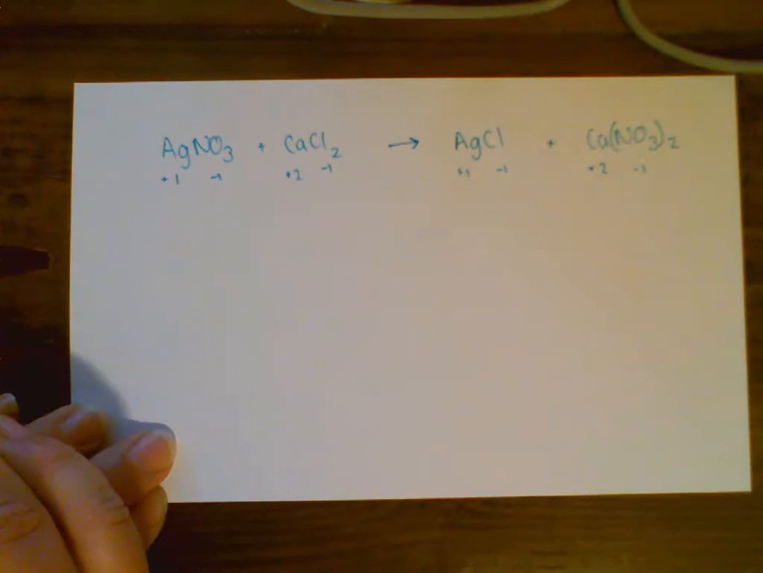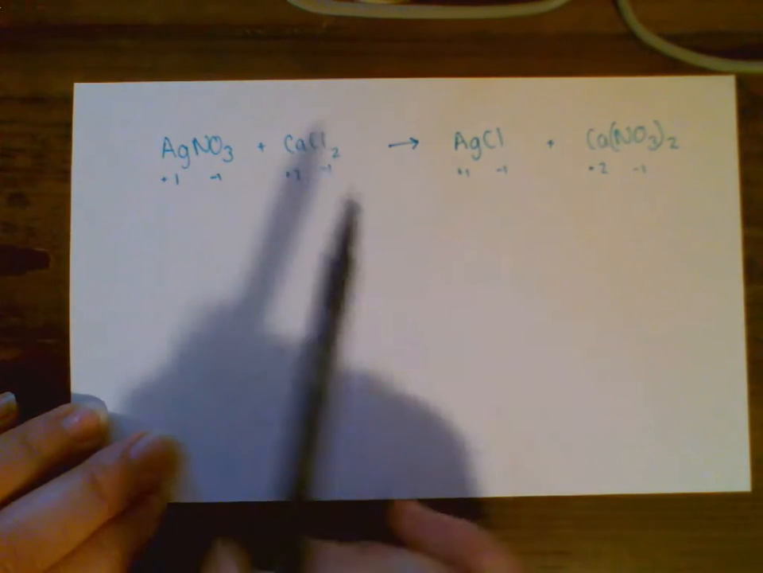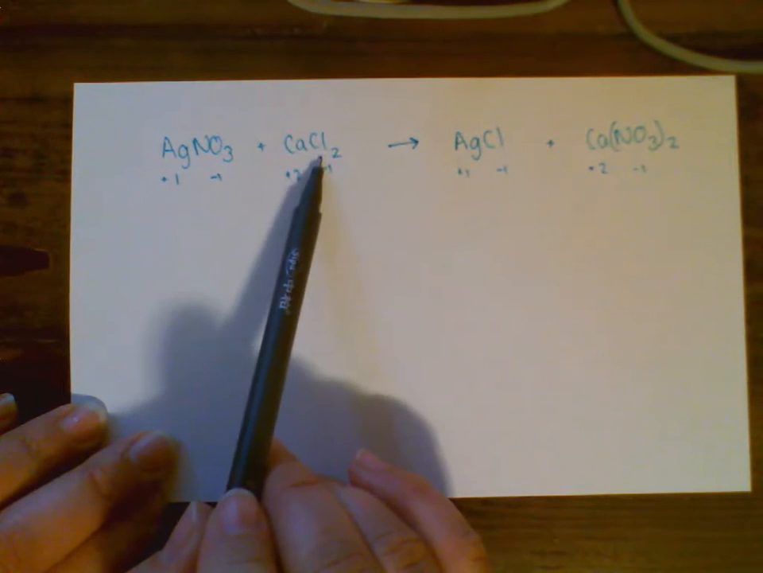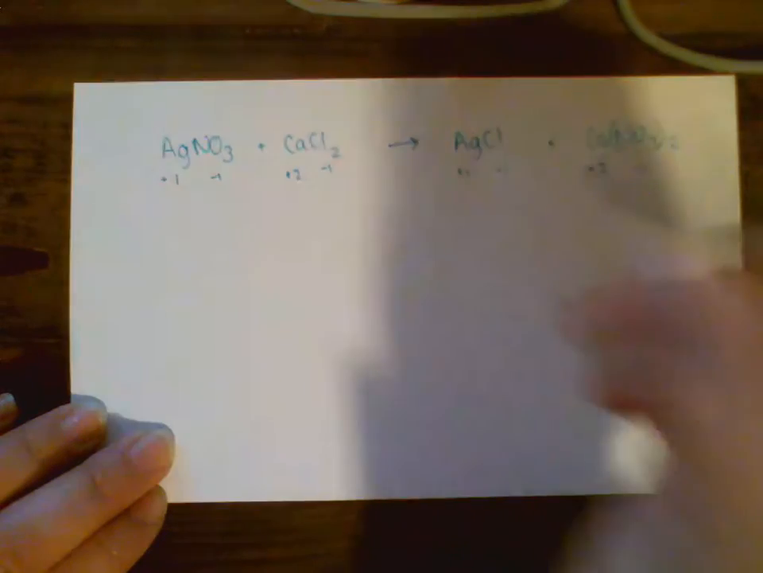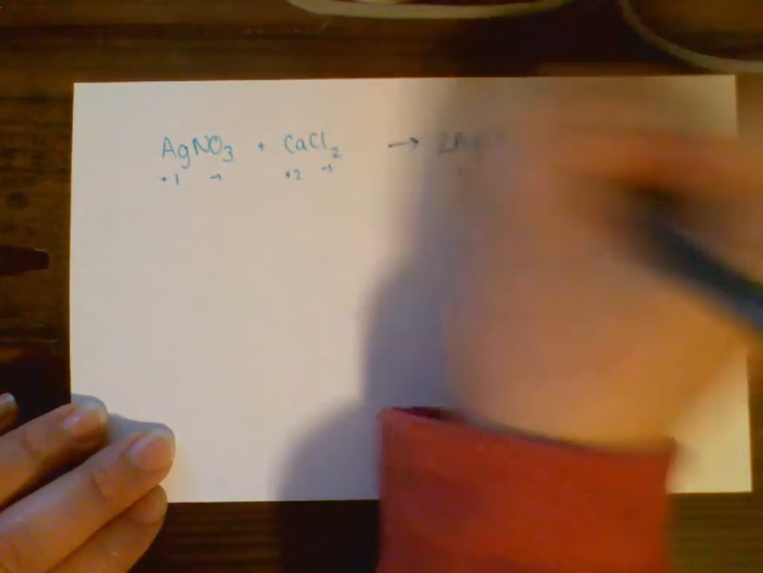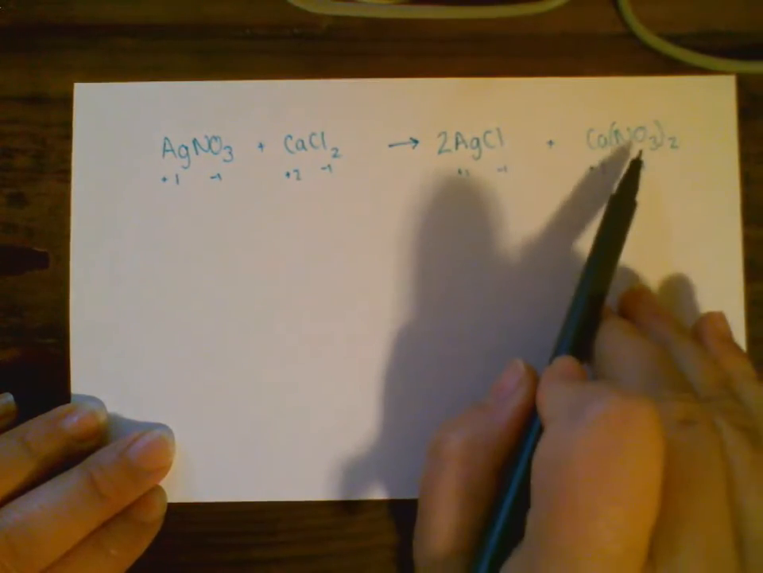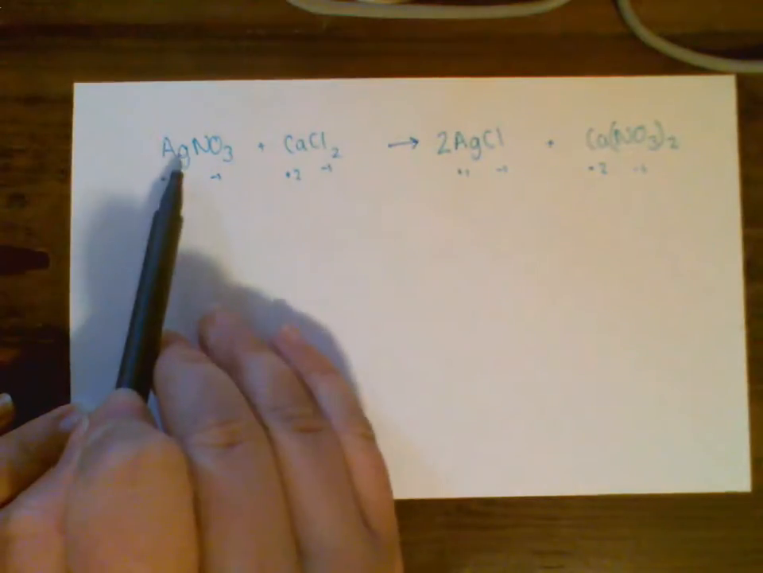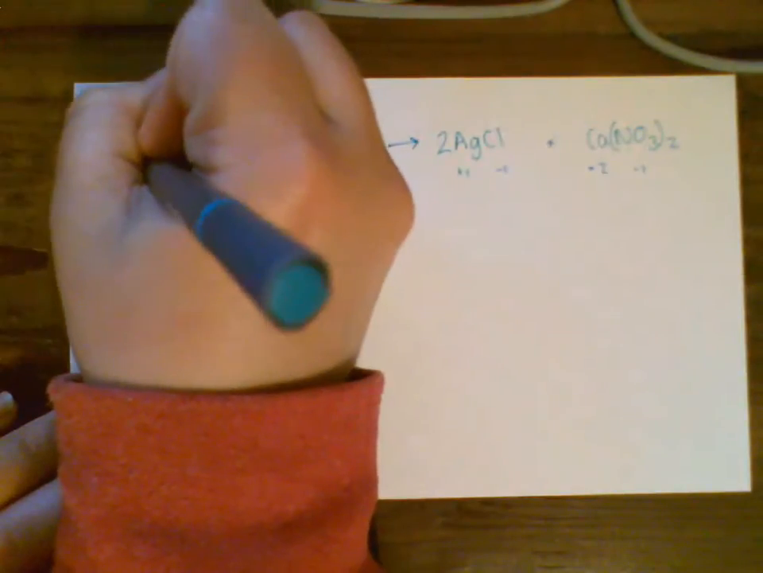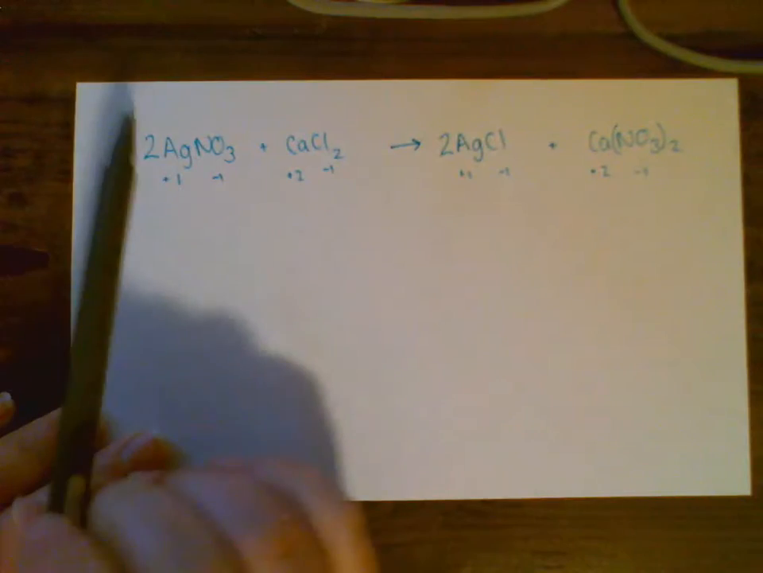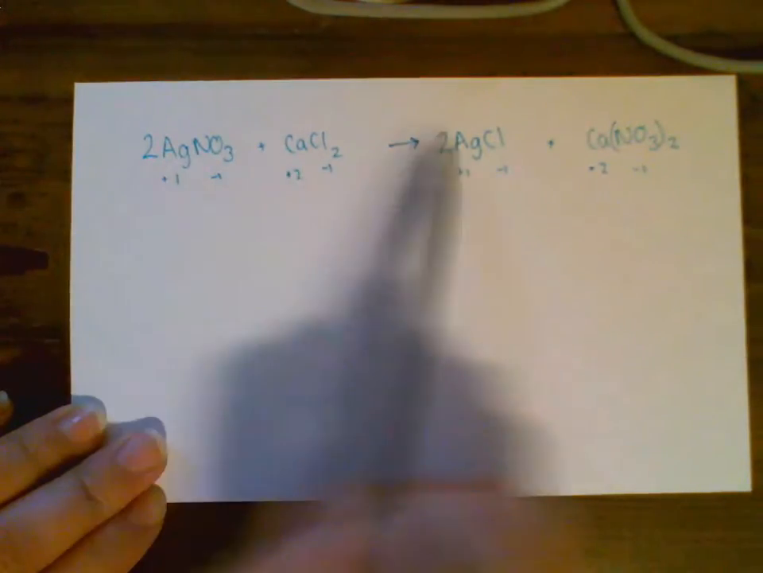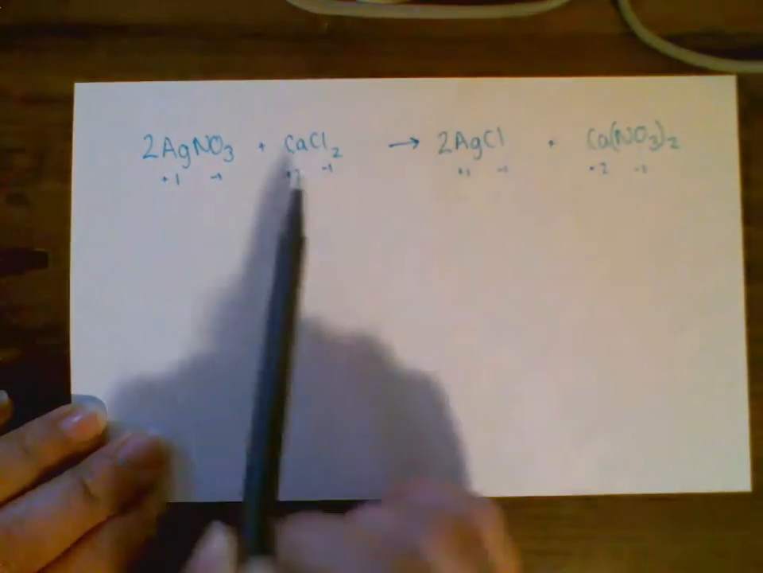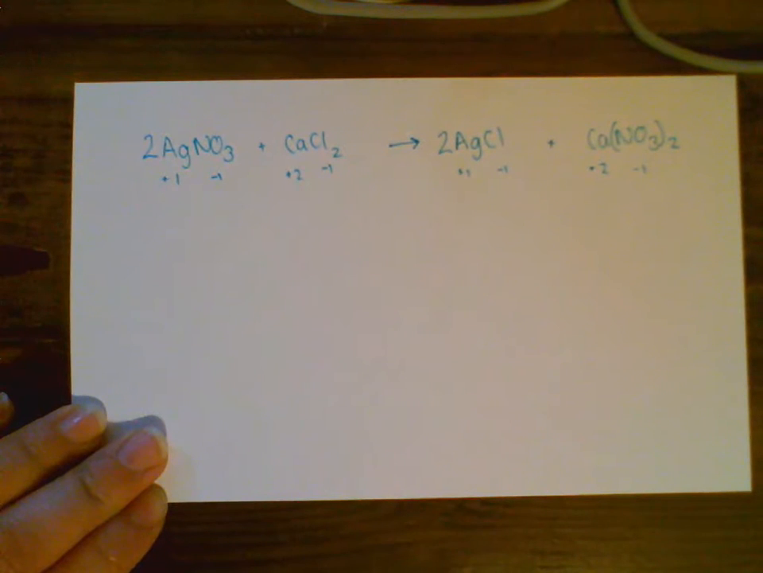Now I need to balance my reaction. I have 2 chlorines over here, 1 chlorine on this side. I have 2 nitrates over here, 1 nitrate on this side. Now with the 2's in front, both silvers are 2 and both calciums are 1, so I'm balanced.